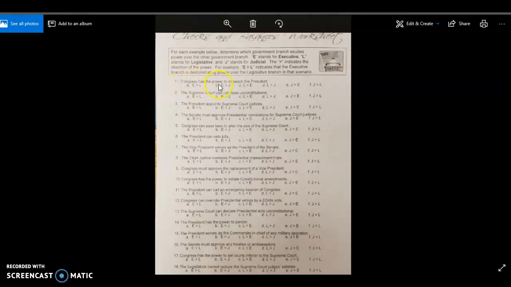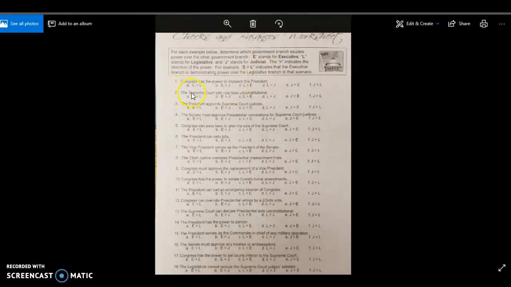It says Congress has the power to impeach the president. So that's saying Congress has power over the president. Well, Congress is legislative and president is executive. So that would be legislative is greater than executive. So that answer would be C. All you would do is either write C or write L is greater than E, because L would be over here for the Congress and E is on top of the president.